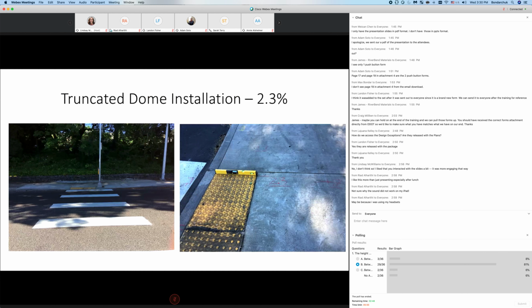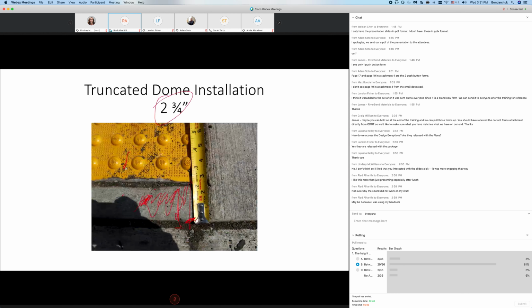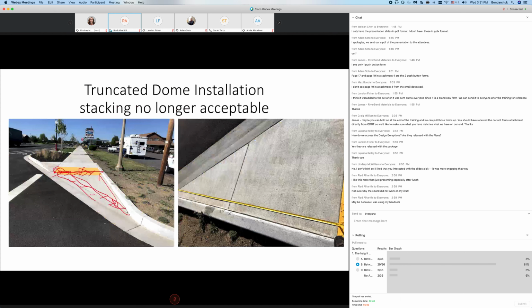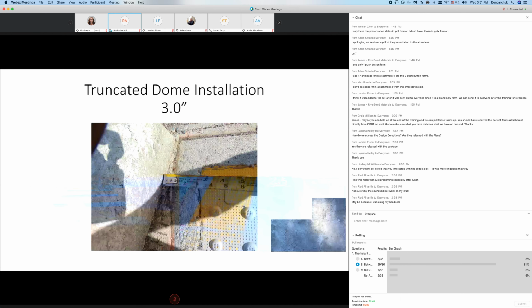Slope of the truncated dome. So for the first truncated dome part, the category of failure is the dimension, the 2-inch, or the incorrect installation when we have them this way, or the stacking. Then the second one is slope.